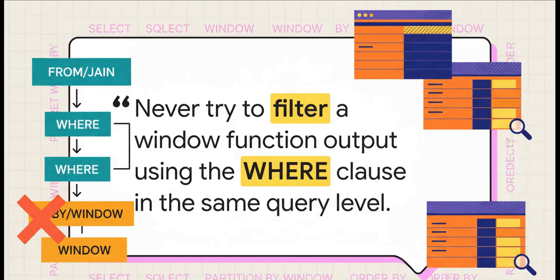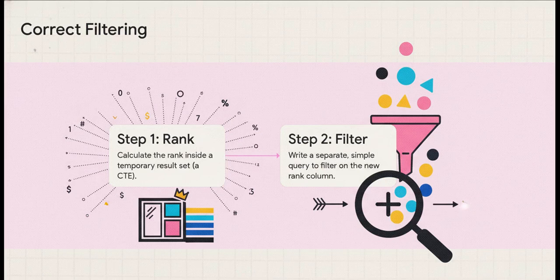Now, before you run off and try this, there is one super important rule you have to know. Think of a query as an assembly line. The WHERE clause, which does all your filtering, happens before the window function gets to do its job. So you can't say WHERE rank is less than 3 in the same step, because the rank hasn't even been calculated yet. So what's the right way to do it? It's a simple two-step dance. First, you run your query with the window function to calculate all the ranks. You wrap that whole thing up in what's called a common table expression, or CTE, which is basically a temporary named result. Then, in step 2, you write a brand new, super simple query that just selects from that temporary result and applies your filter. First you calculate, then you filter. It's a clean, reliable pattern.